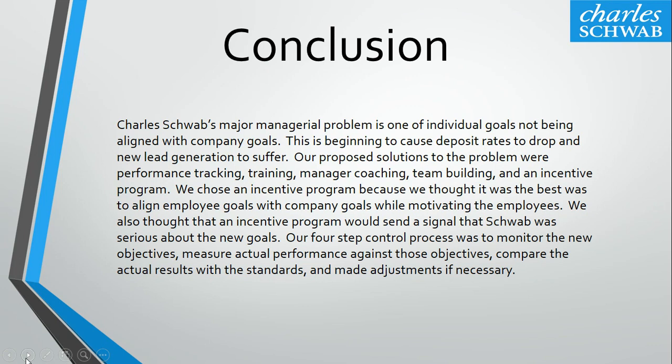This would provide incentives for employees to meet these new, more relevant company goals. And by doing this, we motivate the employees, show them that this new program and direction was serious, and get them aligned and participating with it, and just bring better effort out of the employees. Our 4-step control process was basically to monitor those new objectives, monitor their performance, and basically make sure that the incentive program was effective and realistic. And of course, if any adjustments were made, we would then make them.